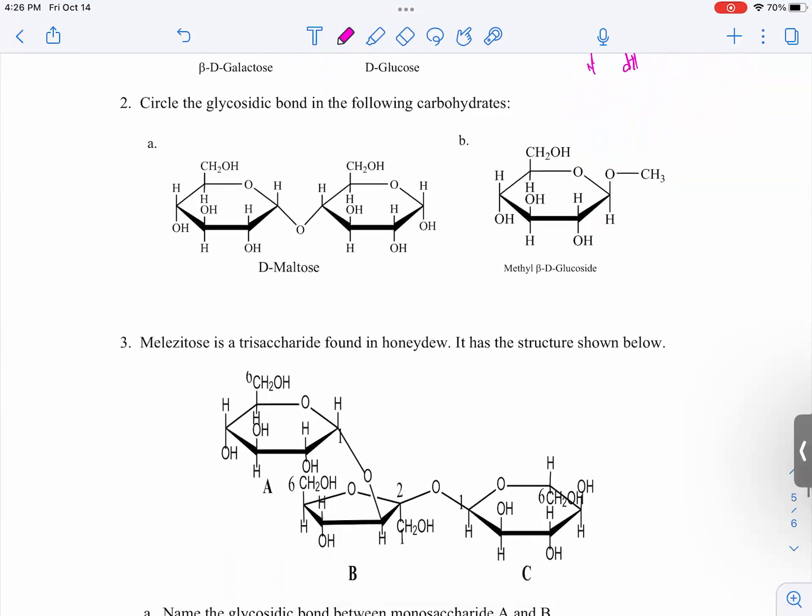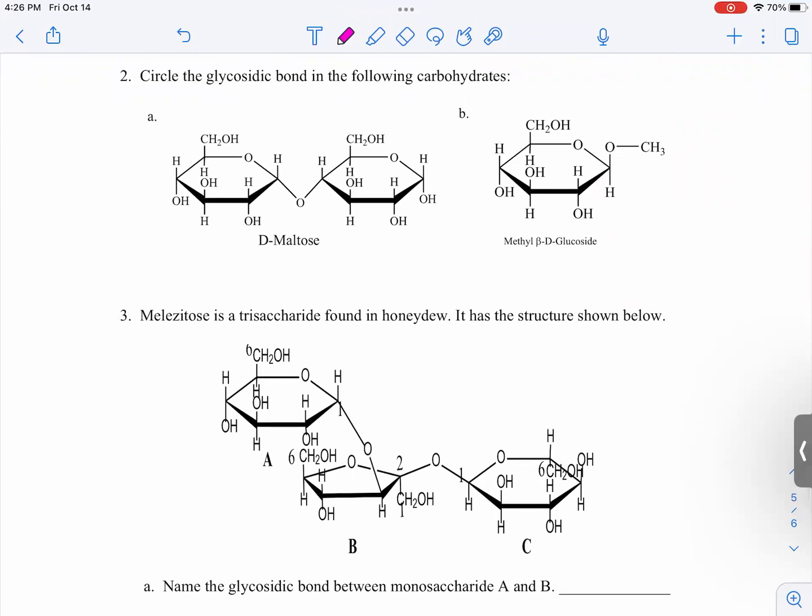Now we are going to circle the glycosidic bond in the following carbohydrates. All right, so our anomeric carbons here, this is the one that's involved in the bond though. So this must be our glycosidic bond. Okay, so here is our anomeric carbon. All right, and here we have a carbon, but it's not the same, right? This is not our anomeric carbon. So the one that's involved in the bond that's anomeric is this one. All right.